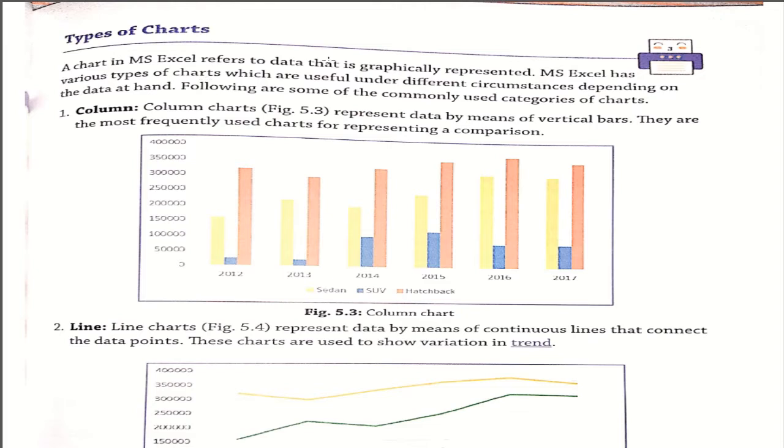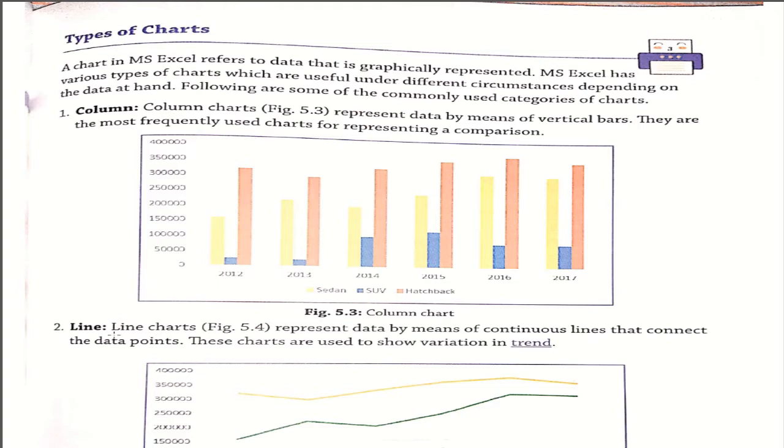A chart in MS Excel refers to data that is graphically represented. So there are various categories of charts which we have to deal with today. First one is the column chart. You can see the column chart, how it would look. It represents data by means of vertical bars. They are the most frequently used charts for representing a comparison.